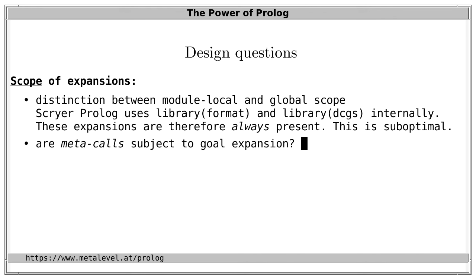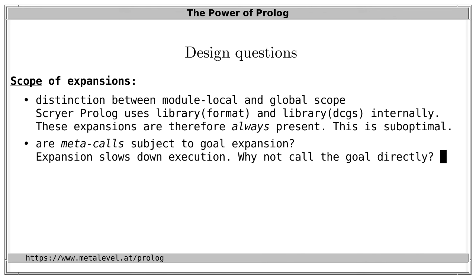Or as another example of this, are meta calls subject to goal expansion? I mean a goal that is not known at compilation time, but only at runtime. Like this g here, a variable. Should this be goal expanded at runtime? Well, expansion of course slows down execution. Why should we pay this overhead for every meta call? If we are already running the program, then we can simply call the goal, and the goal can describe everything by itself, right? Or phrased differently, is a goal expansion ever worth doing at runtime?